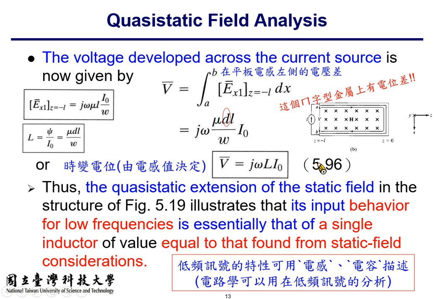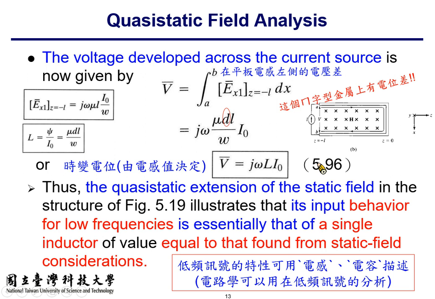So as you can see here, mu d l over w is the expression for the inductance of a parallel plate inductor. So we can substitute this with L. And if you want to increase the inductance of this structure, you can try to fill the structure with ferrite, a high permeability material. This means you can increase the inductance as well.